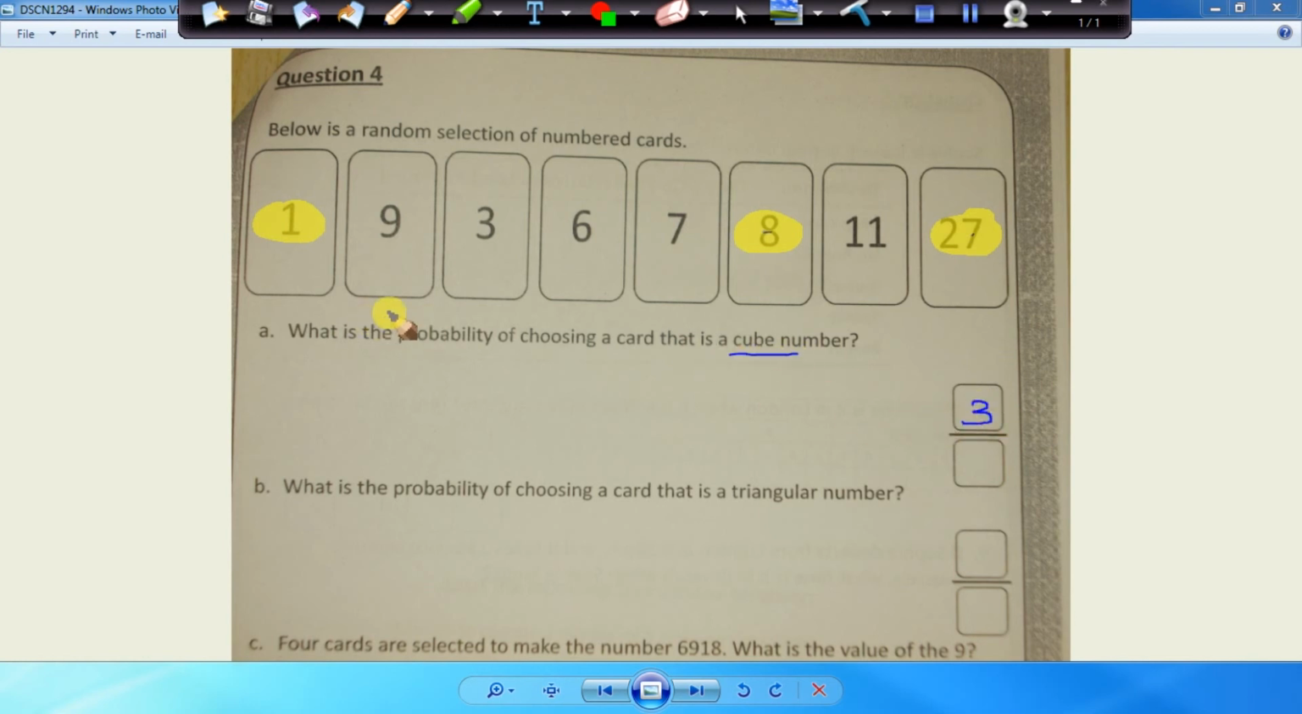And the total number of cards is 8. So the 8 cards, 1, 2, 3, 4, 5, 6, 7, 8. 3 out of 8 is the answer. Next question. What is the probability of choosing a card that is a triangular number?